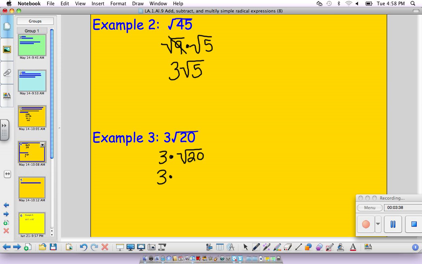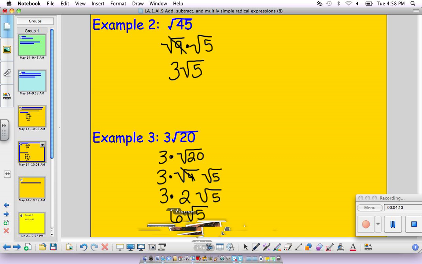We can break that down into the square root of 4 and the square root of 5. The square root of 4, that's a perfect square, and I know its square root is 2. So I have 3 times 2 times the square root of 5. I don't know the square root of 5, so I leave it under the radical symbol. But I can go ahead and multiply 3 times 2, which is 6. So this problem in simplest form is 6 times the square root of 5.